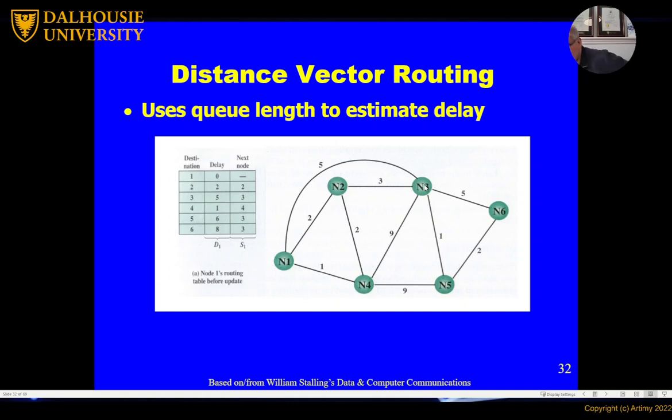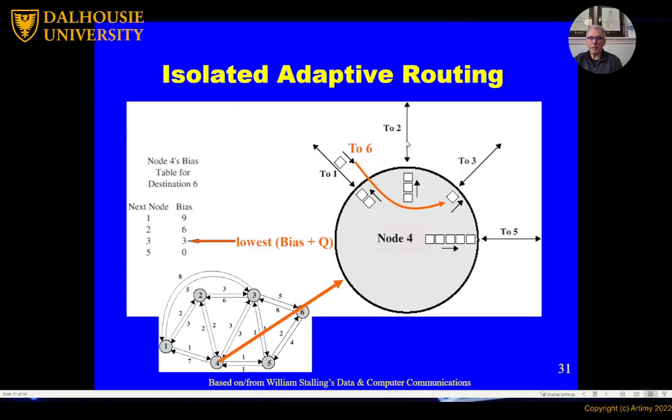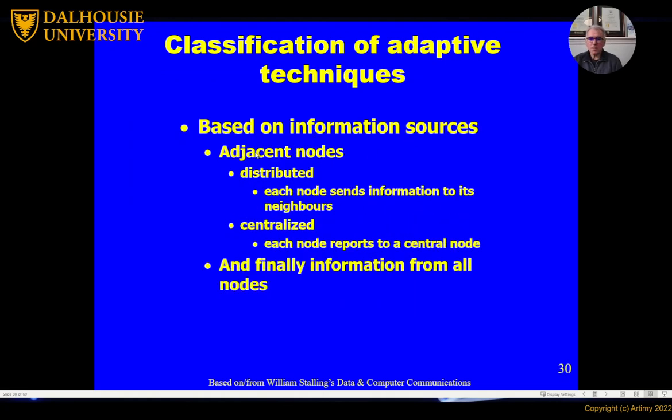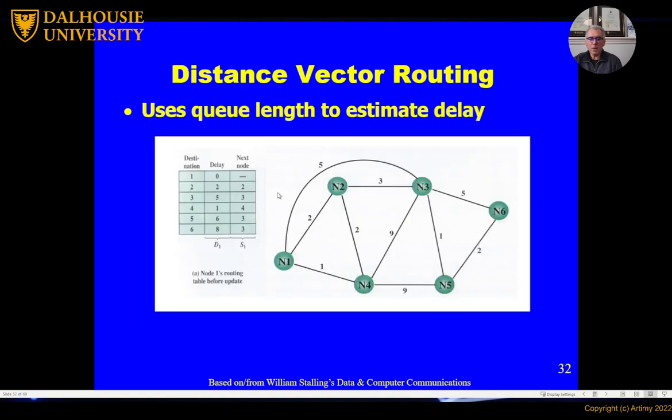Okay, so that's based on local information only. That's what we talked about. So let's talk about routing based on information from other sources. And I said here we have either adjacent nodes or information from all nodes. So one famous routing strategy is called distance vector routing.